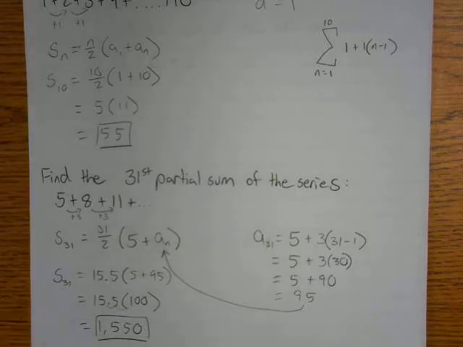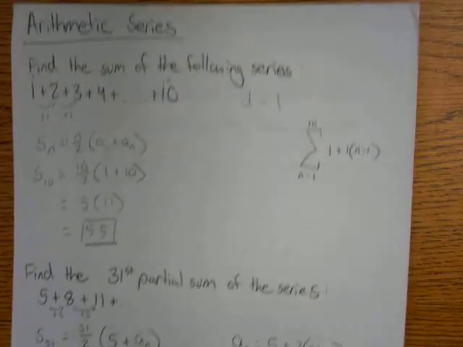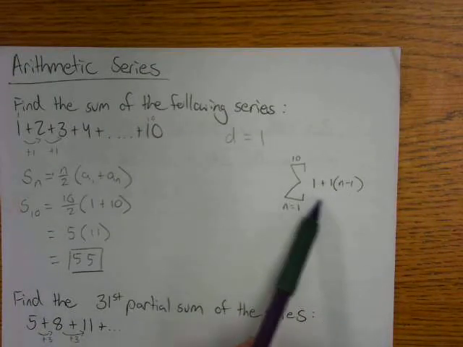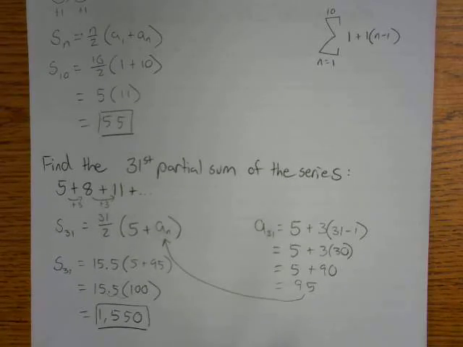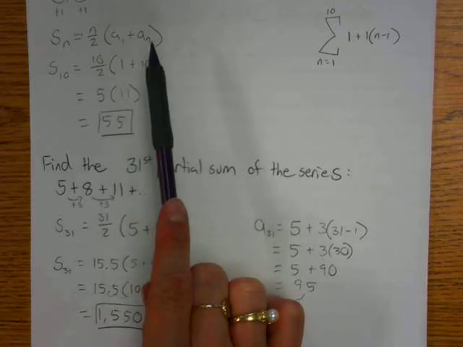So lots of options for finding partial sums, either by hand if it's not too many numbers, or if you have your calculator by writing a summation and finding the explicit formula, but a lot of times, non-calculator, your best option is going to be to use half the number of terms times the first plus the last term.